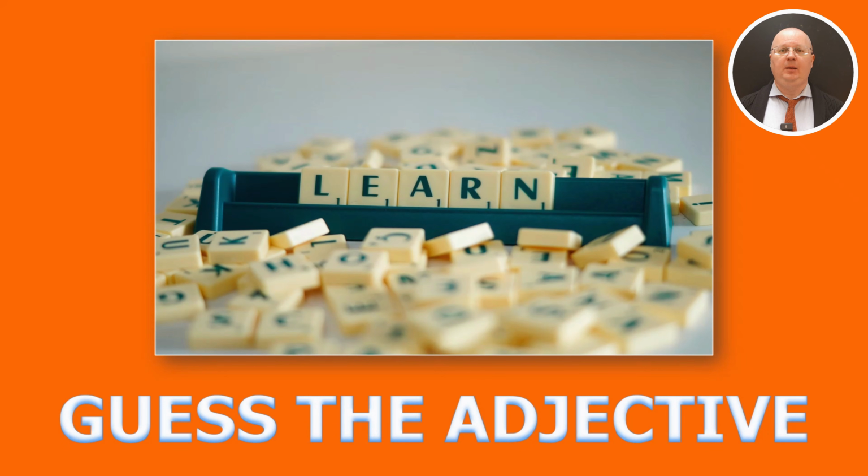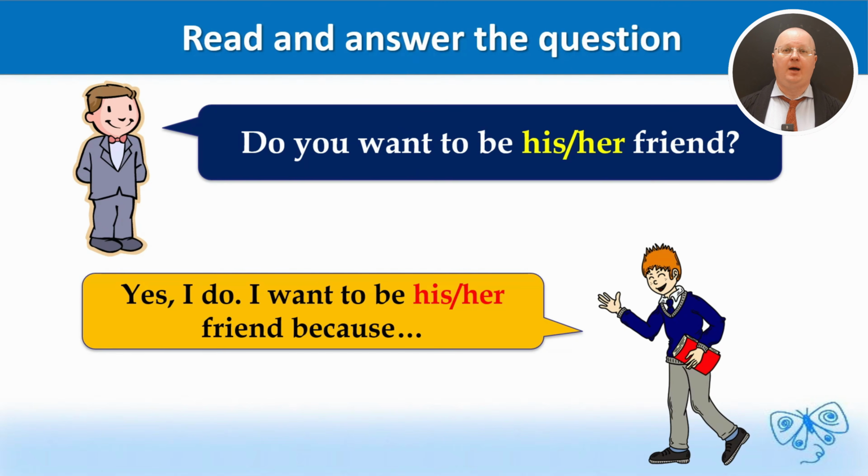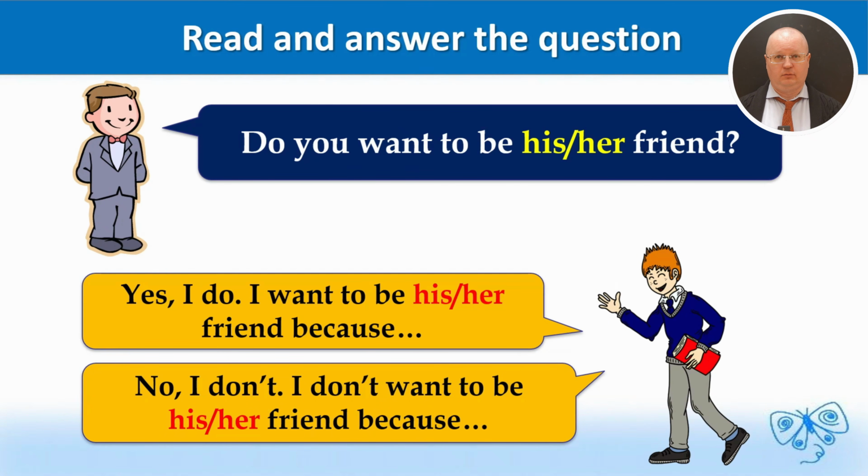Next, we play a game called Guess the Adjective. First, model the question and answer. Do you want to be their friend? Yes, I do. I want to be their friend because blah, blah, blah. Or no, I don't. I don't want to be their friend because blah, blah, blah.